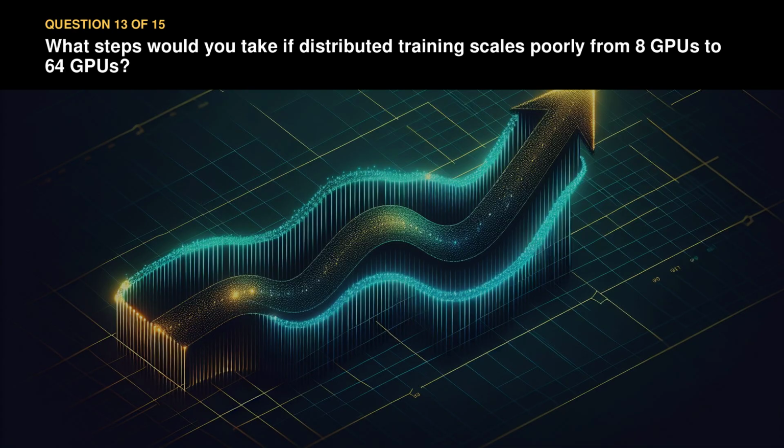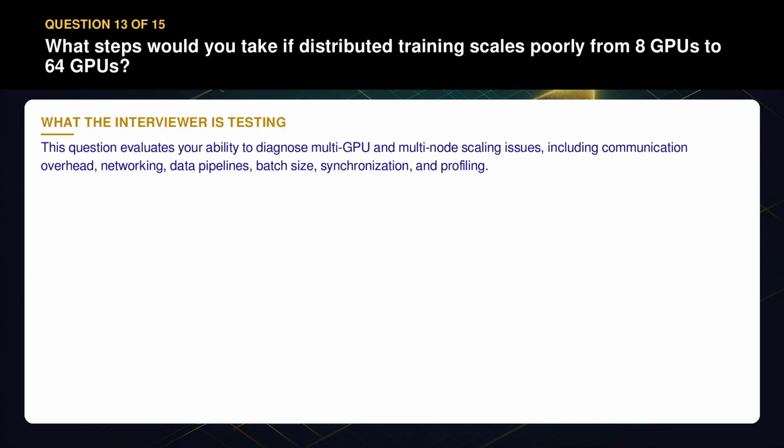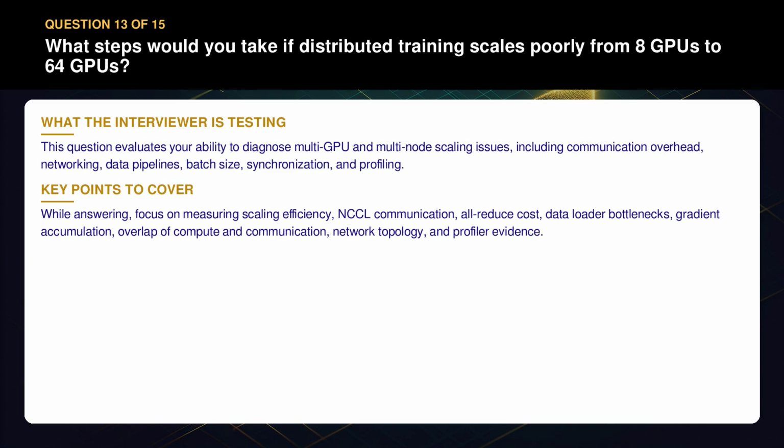Question 13. What steps would you take if distributed training scales poorly from 8 GPUs to 64 GPUs? This question evaluates your ability to diagnose multi-GPU and multi-node scaling issues, including communication overhead, networking, data pipelines, batch size, synchronization, and profiling. While answering, focus on measuring scaling efficiency, NCCL communication, all-reduce cost, data loader bottlenecks, gradient accumulation, overlap of compute and communication, network topology, and profiler evidence.